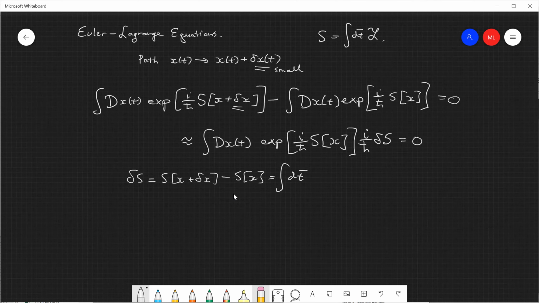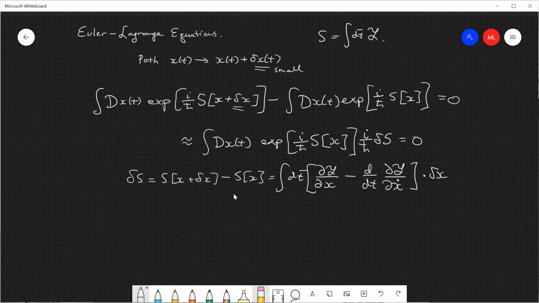here, of the Lagrangian differentiated with respect to x, and then this guy, all multiplied by delta x, the variation in the path. That's just from the calculus of variations.